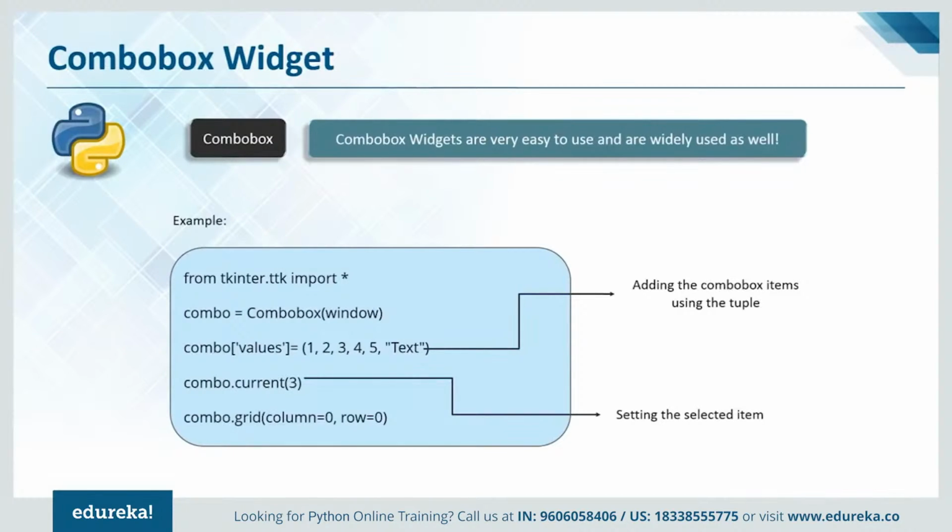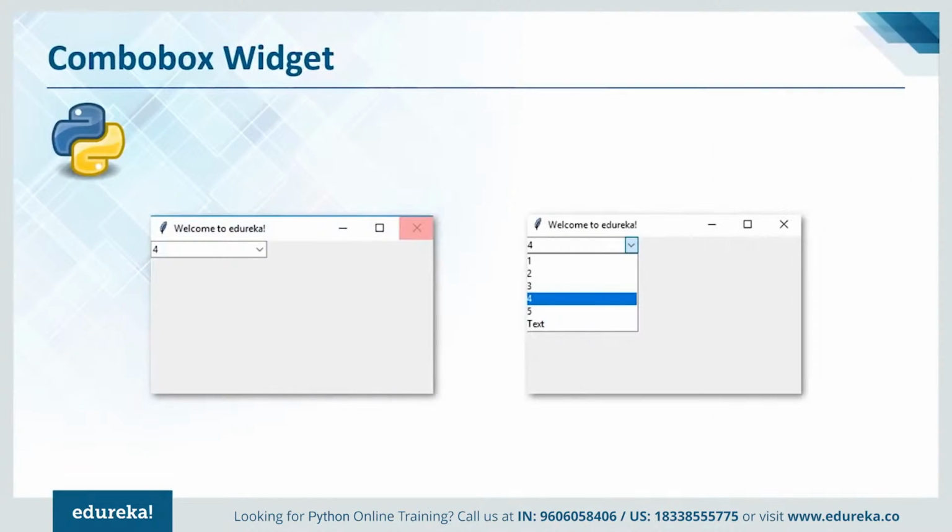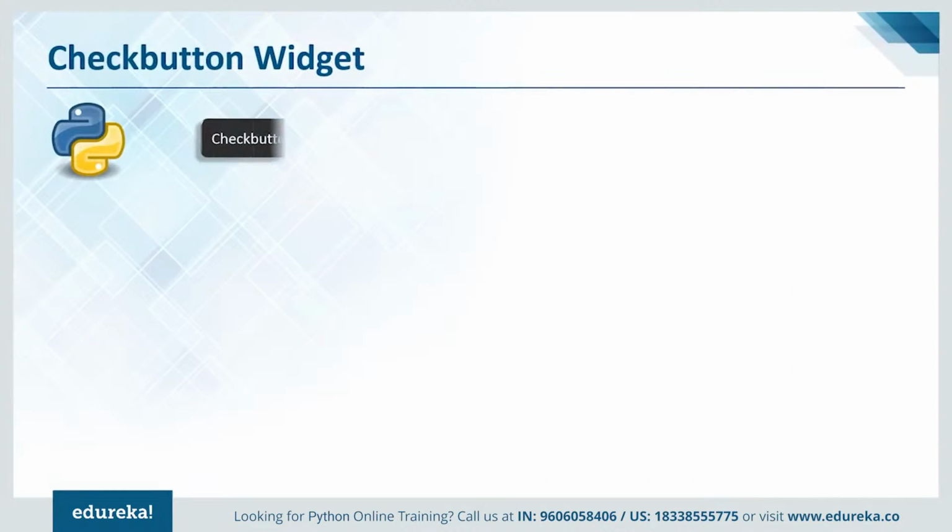Well, 1 to 5 was numeric inputs, right? But we can have a textual input as well. It is defined using double quotes, and we will later set the selected input. And lastly, we have the grid function to place the widget on the window as well. So again, check out the example here, guys. So we have the drop down menu and it displays all that we have defined in the code. Another easy widget, done.